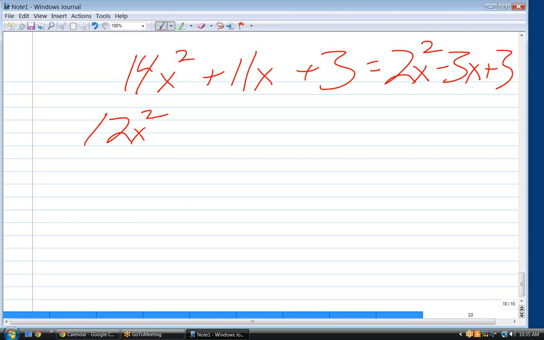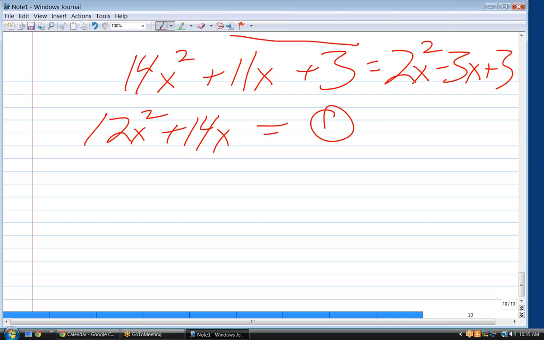12x squared plus 14x equals 0. And the next line. What do you do again? Well, what can I do? Whenever you're trying to solve a quadratic, always start with, can I factor a greatest common factor out?